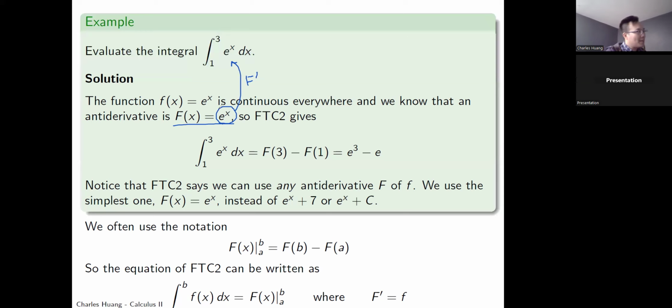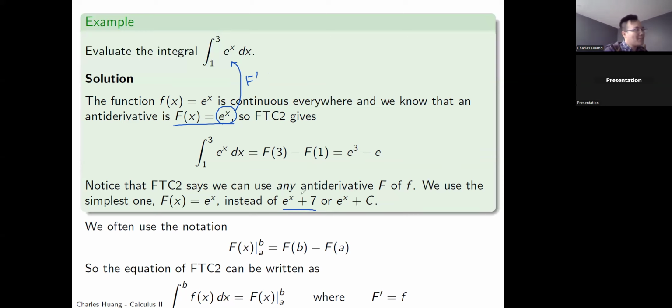Once you have the big F function, we're going to find the difference between the two values. We're going to substitute 3 in, and substitute 1 in, and we get e to the power of 3 minus e to the power of 1. Now, we can use any antiderivative we want. So e to the x will work, e to the x plus 7 will work, e to the x minus 3 will work, because if I find the derivative of any of them, I get e to the x.